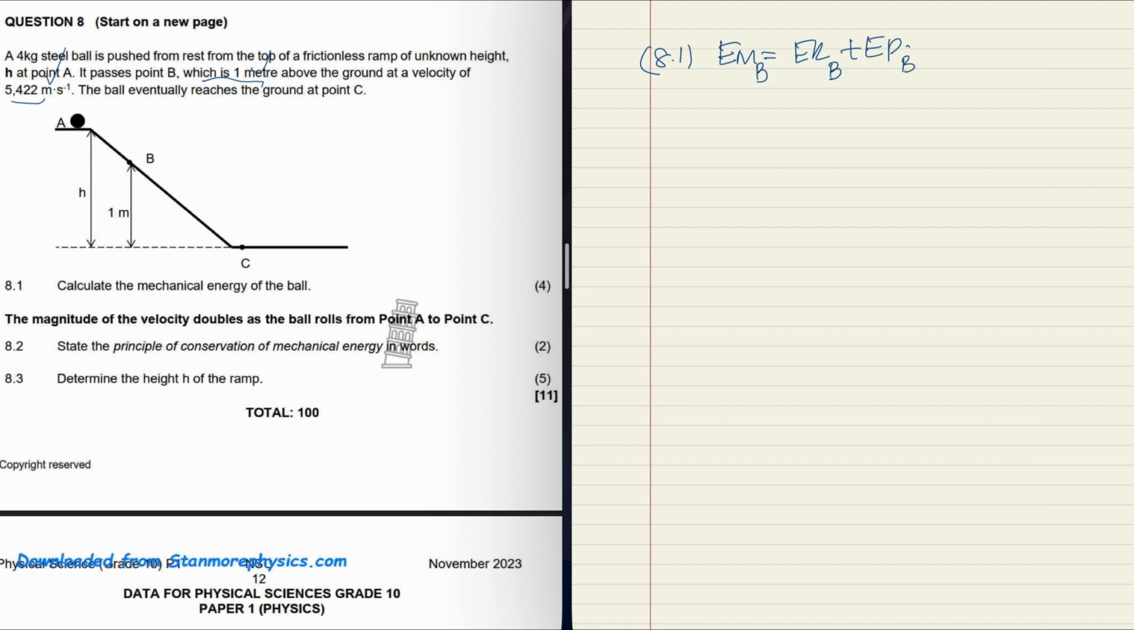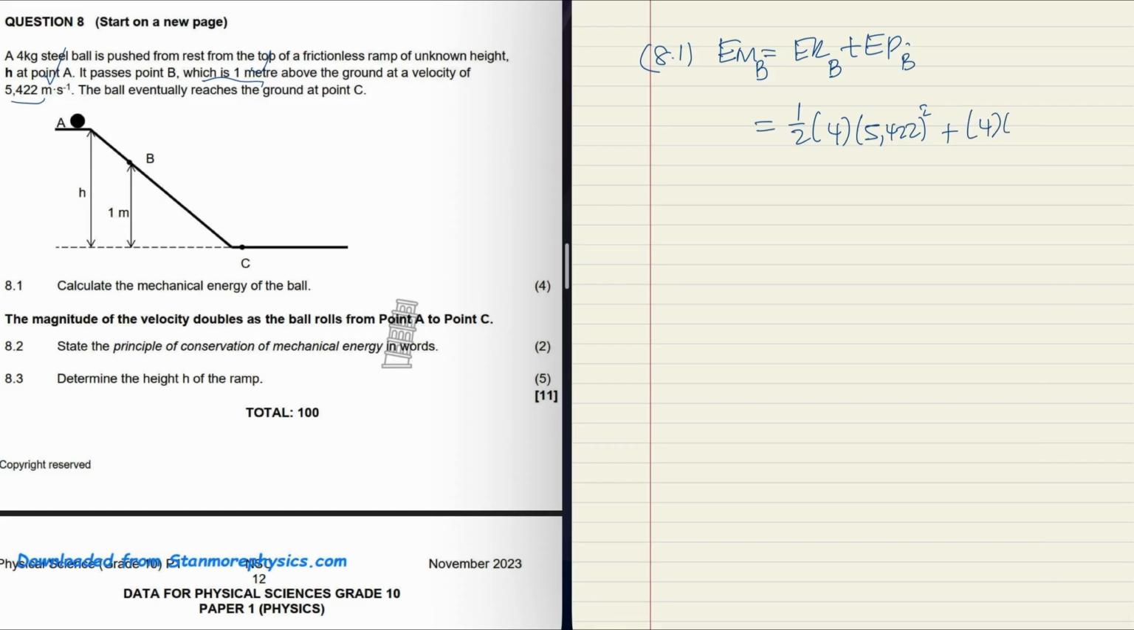Now the reason why it doesn't matter is because we know that mechanical energy is going to be the same everywhere. So if we calculate the mechanical energy at B, it's going to be the mechanical energy at A and at C. So EK is equal to half mv squared. The mass is 4. The velocity at B is 5,422, and square that. Potential energy is mgh. The mass is 4. Gravity is 9,8. And the height at B is 1 meter. And when we solve this, we're going to get an answer of 98 joules.